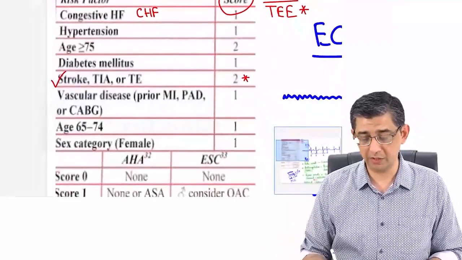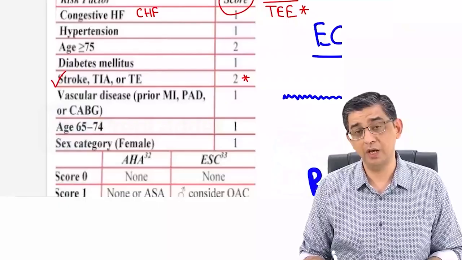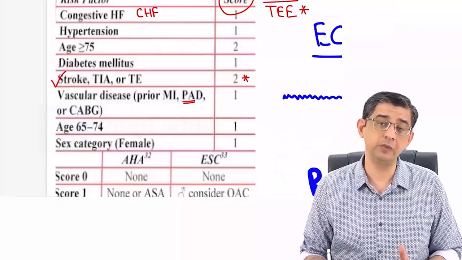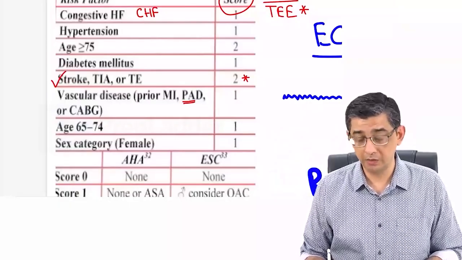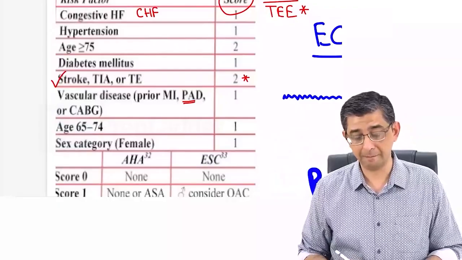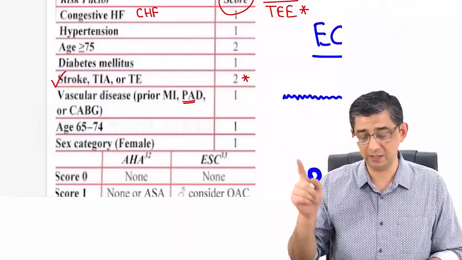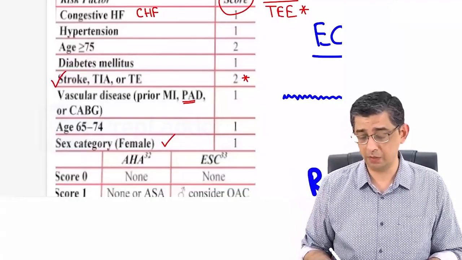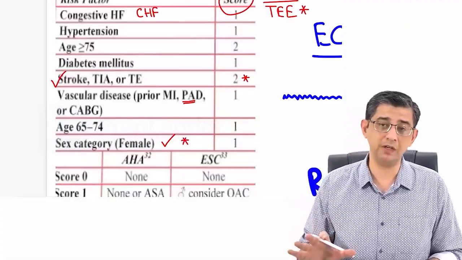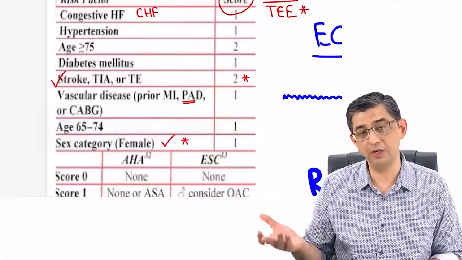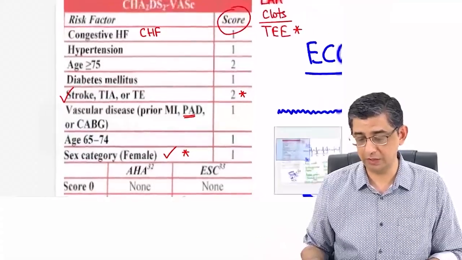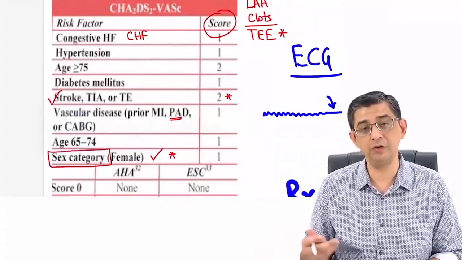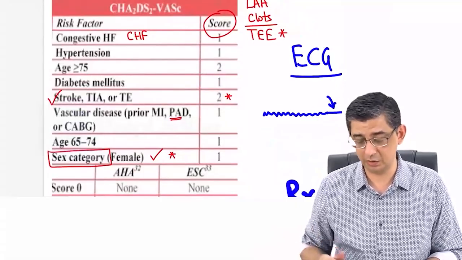VA would stand for vascular disease, or vascular problems in the patient in the form of peripheral arterial disease. This could be like Buerger's disease. Then SC stands for sex category, which is female. Please remember, only being a female is not a risk factor for development of clots in patients of atrial fibrillation. You obviously need other parameters also. So I'm not saying that sex category alone is sufficient for you to start anticoagulation in the patient.